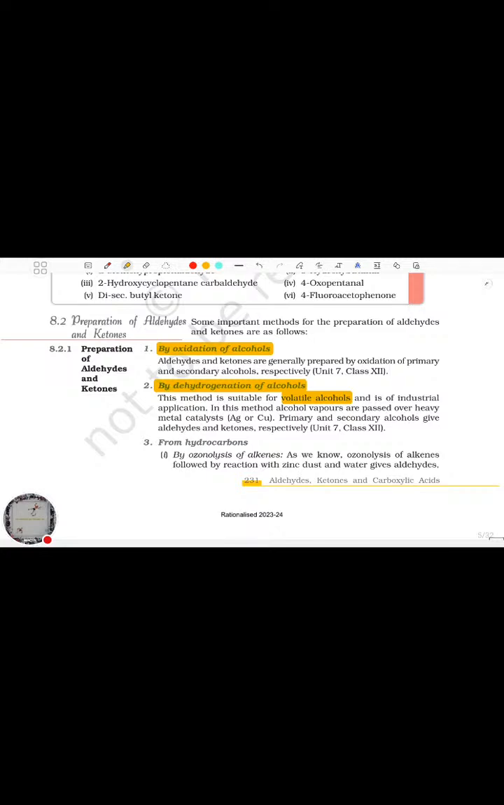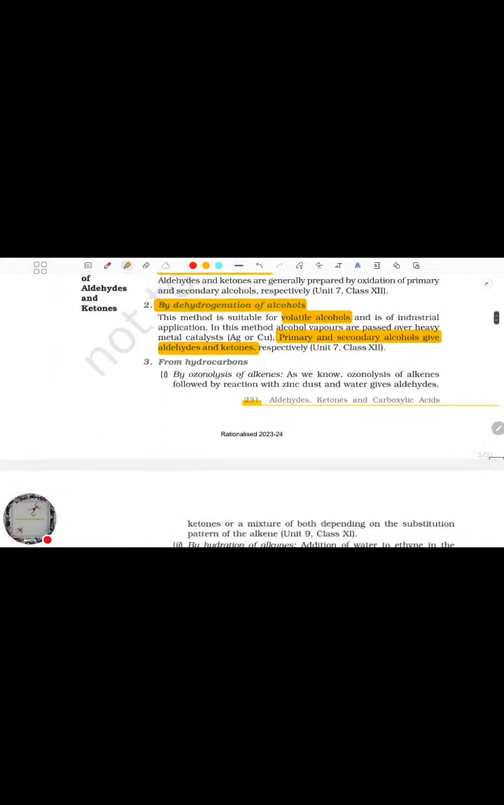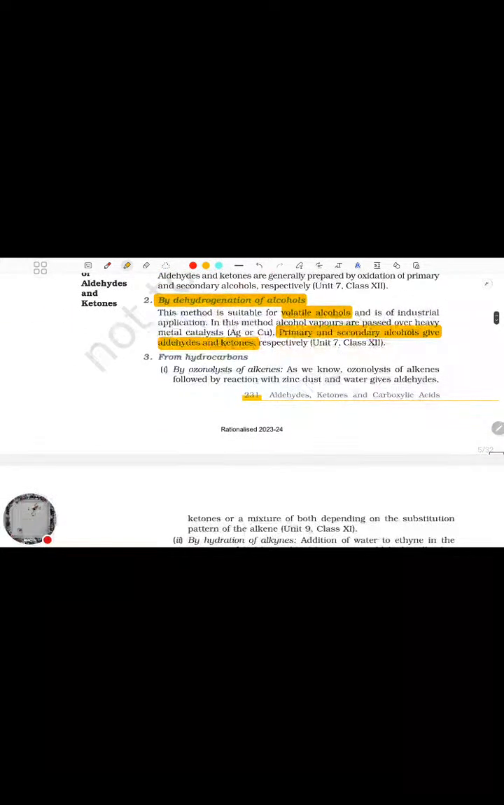Here, the important part is that primary and secondary alcohols give aldehydes and ketones respectively. From hydrocarbons, we are entering into ozonolysis. The ozonolysis of alkenes followed by reaction with zinc dust and water gives aldehydes, ketones, or a mixture of both depending on the substitution pattern of the alkene.